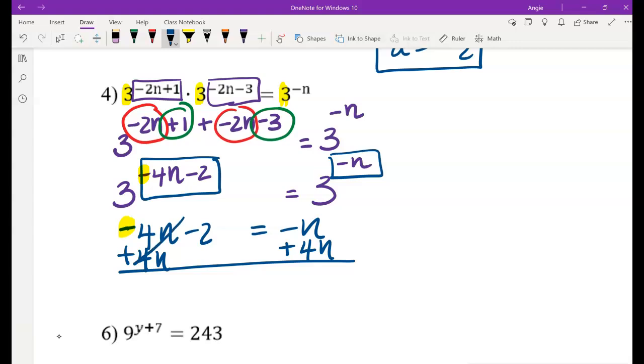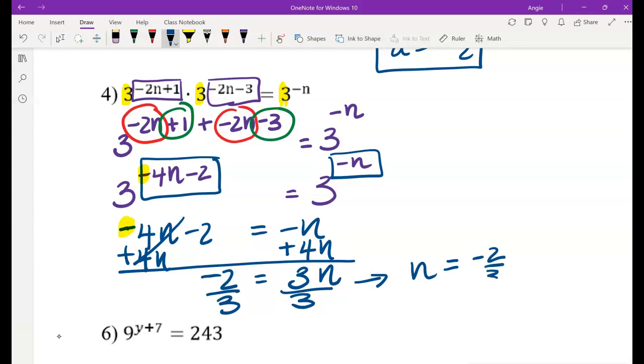All right, so that's going to cancel. Over here, we should have positive 3n equals negative 2. Divide both sides by 3. So final answer, n is going to be negative 2 over 3. And box that up.